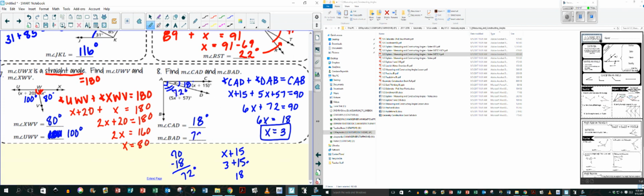And then I subtract 72, so 6x equals 18. Then I divide by 6, so x is 3. Well, it didn't say what is x, so that means I've got to go back and plug it in. So x plus 15, that's 3 plus 15, so that's 18. So this angle is 18 degrees, so CAD is 18 degrees. And then 90 minus 18 is 72 degrees. So that means this one is 72 degrees. And together, they add up to 90.